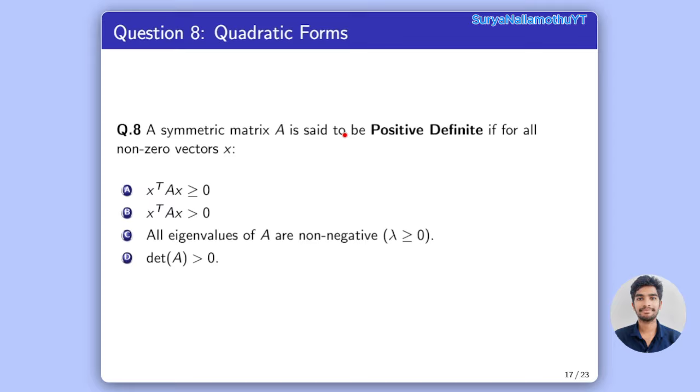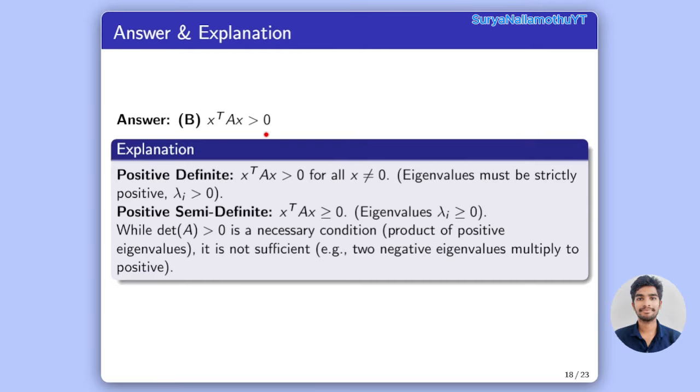Next, a symmetric matrix A is said to be positive definite if for all non-zero vectors x. Positive definite is nothing but positive, meaning all eigenvalues are positive. So the answer is not A or C, because in the table we learned that these two are not suitable. There is a chance the answer is B or D. So let's check that. So the answer is B. Based on the table, if it is greater than 0, then it is positive definite. Positive semi-definite means it is greater than or equal to 0. This is the condition we need to solve.